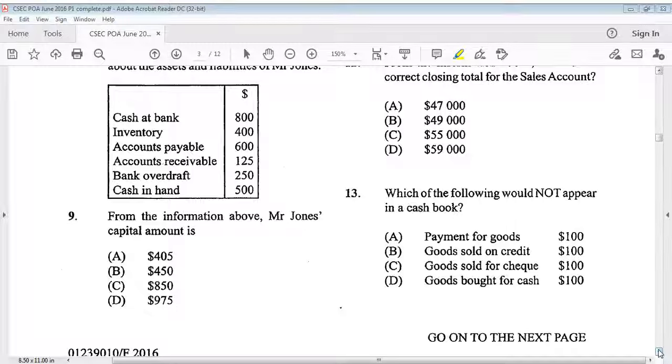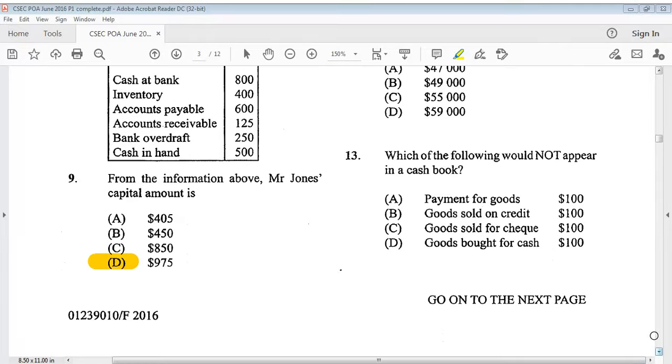And then our liabilities would be our accounts payable, 600, and bank overdraft, 250, which together is a total of 850. So we deduct the 850 from the 1,825, and we're left with D, 975. Let's go to number 10.